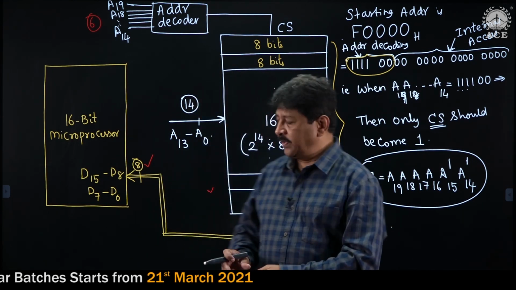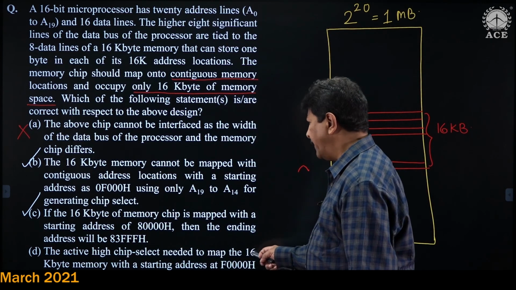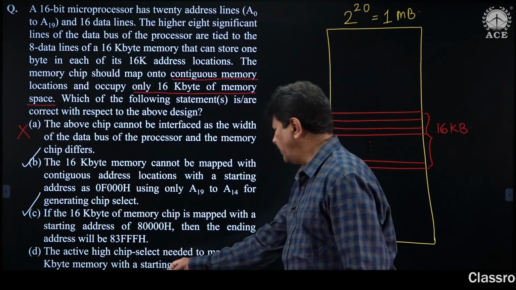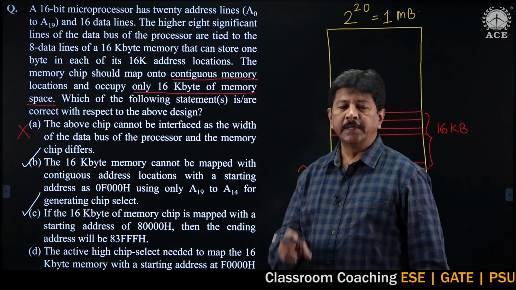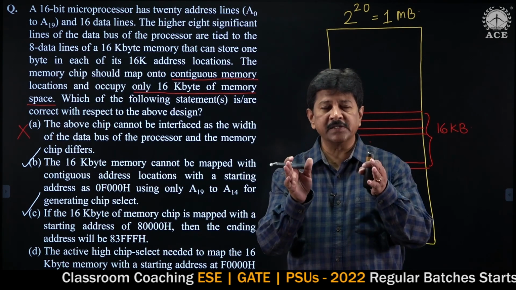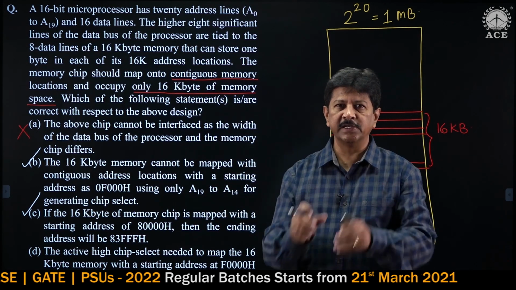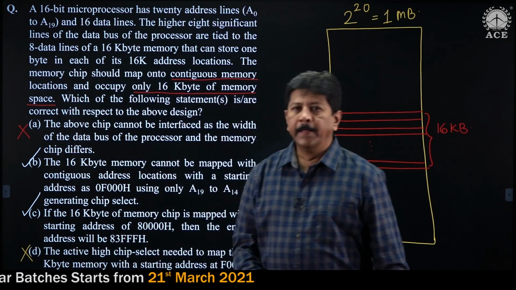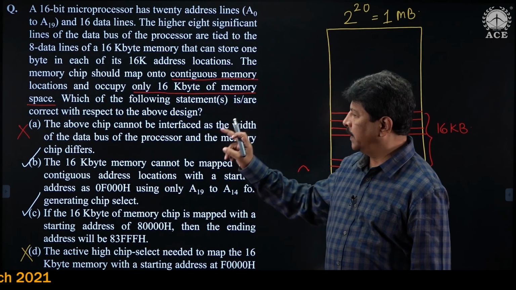So based on this, let us assess the last statement. The active high chip select needed to map the 16 kilobyte memory with a starting address of this one is given by the logical expression A19, A18, A17, A16. The problem here is he is going for partial decoding. Actually, 6 address lines should be used for address decoding for the chip select, but out of 6, he is using only 4 of them. So this is incorrect. So the only correct answers for this particular problem are B and C.